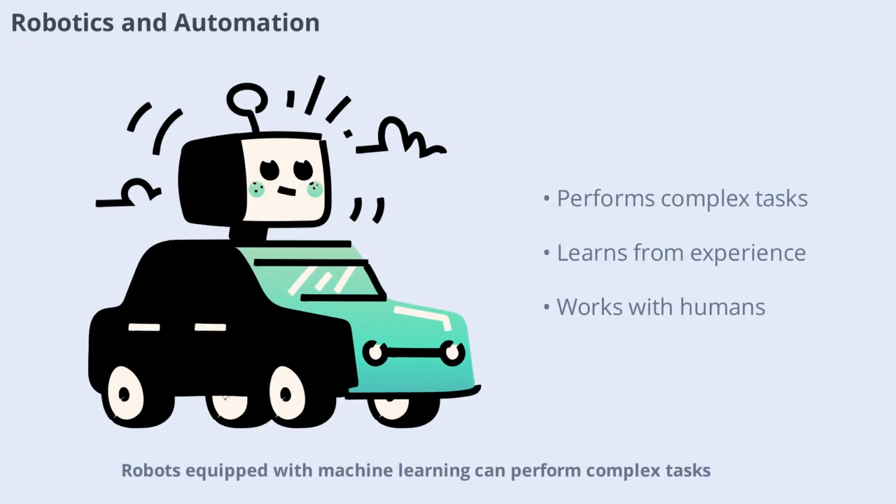Robots equipped with machine learning can perform complex tasks, adapt to new situations, and even learn from experience. From manufacturing to home assistance, machine learning is enabling smarter, more flexible robots that can work alongside humans.